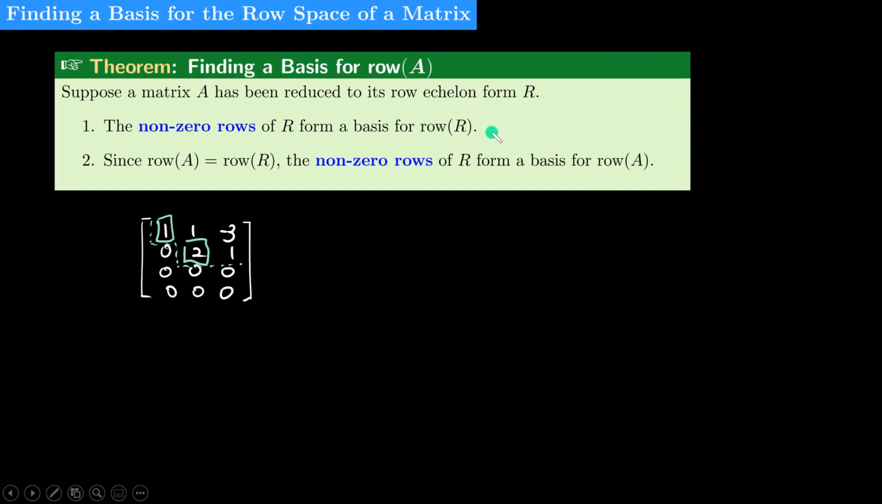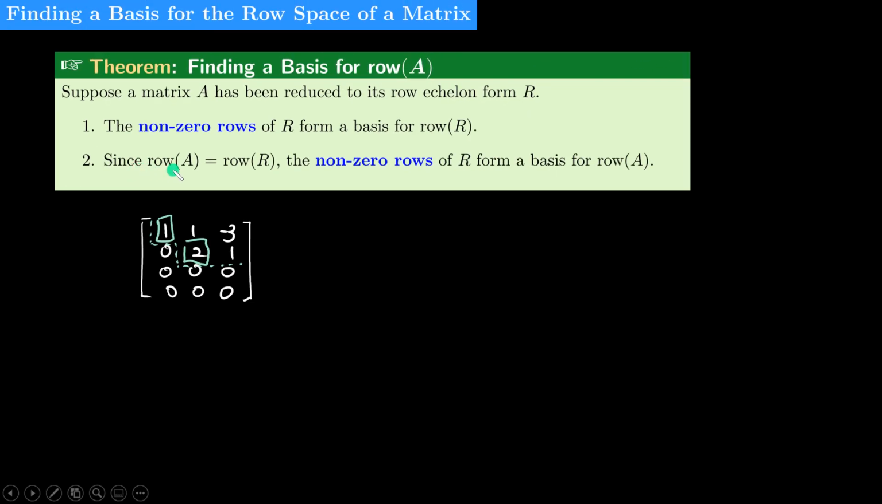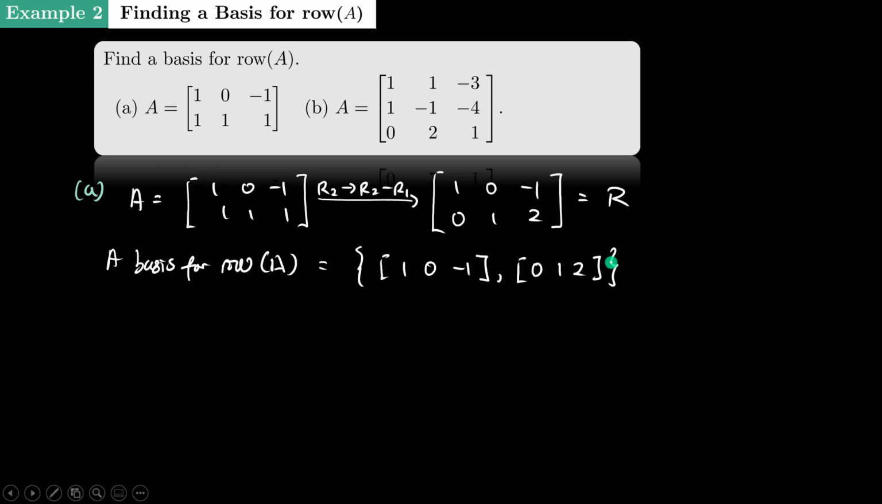Therefore, from the previous theorem, we note that the non-zero rows of R form a basis for the row space of R, which means that these first two rows here, which are non-zero, form a basis for the row space of R. Now, from point number 2, we also know that because the row space of A is equal to the row space of R, therefore, the same non-zero rows of R also form a basis for the row space of A. Therefore, we conclude that a basis for the row space of A is given by 1, 0, minus 1, and 0, 1, 2. Now take note that these are row vectors because we are talking about the row space of a certain matrix, and this is our answer for part A.